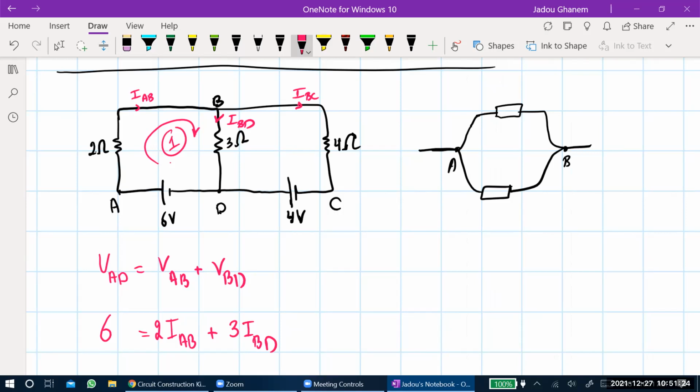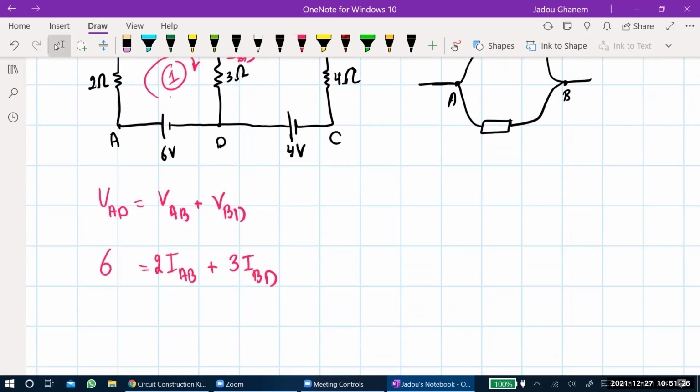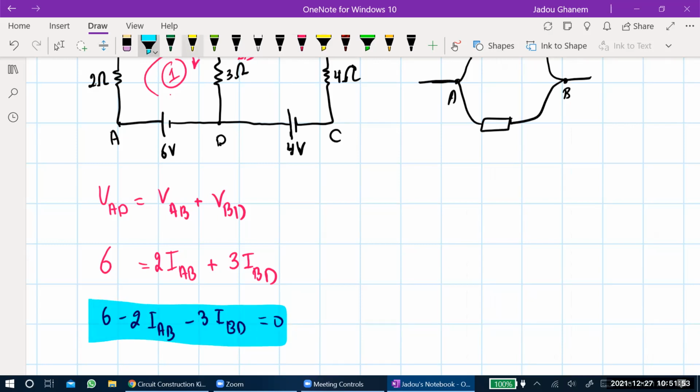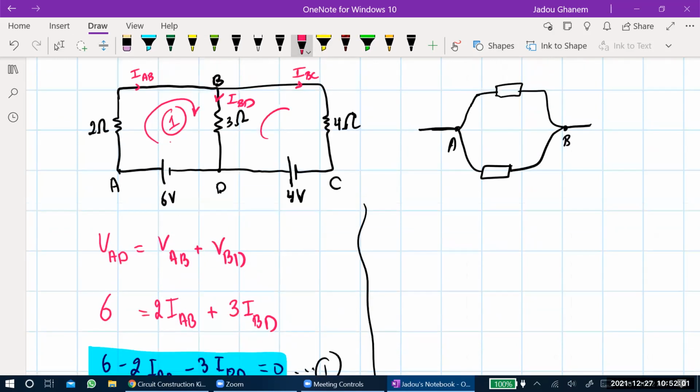Great. Now, if we apply Kirchhoff's law here, we can just take all of them to the left side. And it will be 6 minus 2IAB minus 3IBD equals 0. Do you agree? Okay, great. So that's equation number 1. And now we'll move to equation number 2 from the second loop.